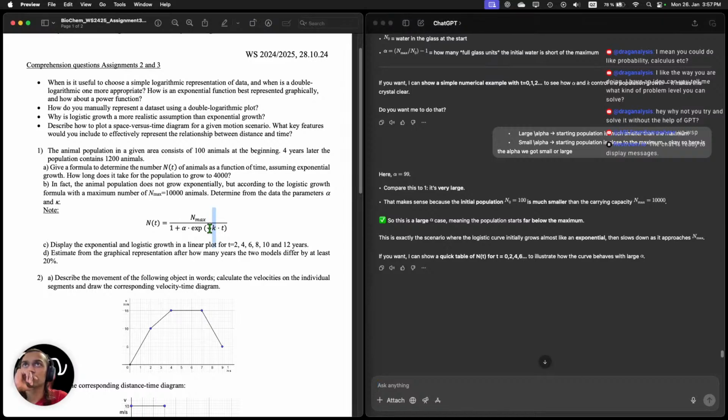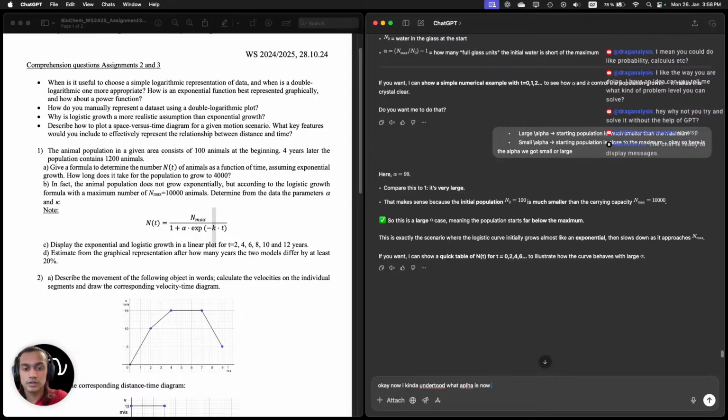I forgot what was K. We find alpha first, then we find K, I believe. Determine from the data the parameters alpha and K. Understood what the alpha is. Now could you explain what is K here? And how do I find it?